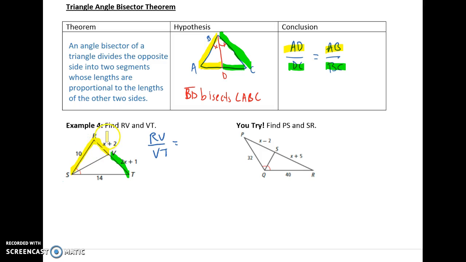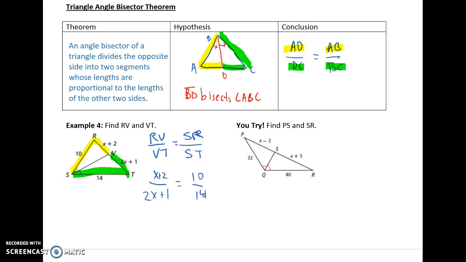So this 10 connects us to x plus 2, so I'm going to put a 10 on top, right? So that's going to be the SR. That 10 was SR, right? And then what do I put on the bottom? Well, that's going to be the piece down here, this 14, this ST, that connects to that 2x plus 1. So I get RV over VT is equal to SR over ST. Okay, and then go ahead and substitute in your value. So I'm going to get x plus 2 over 2x plus 1 is equal to 10 over 14.